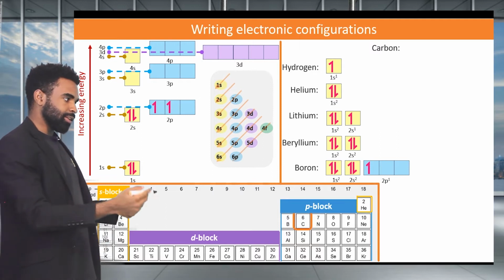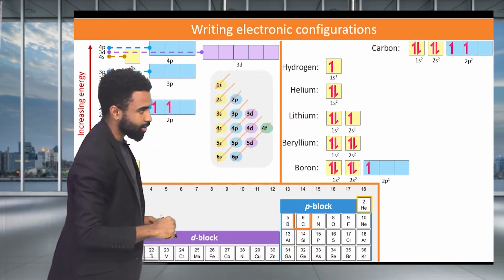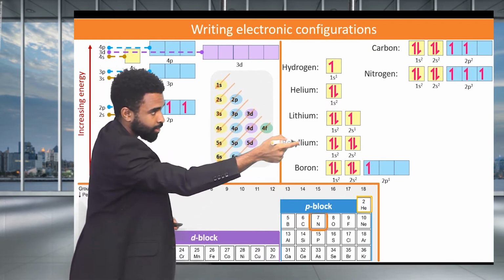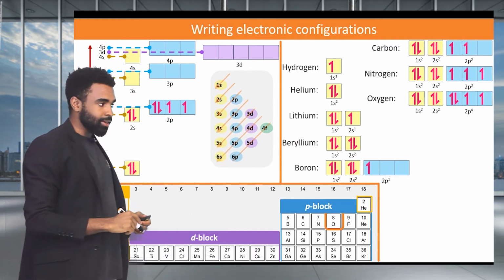So carbon, similarly, will be 1s2, 2s2, 2p2. We put that second electron there. The next one, nitrogen, 2p3. And oxygen, 2p4. We put that next electron there.